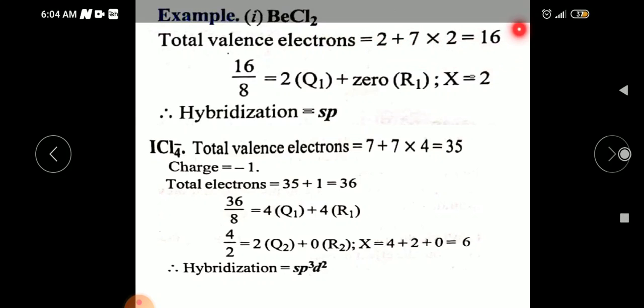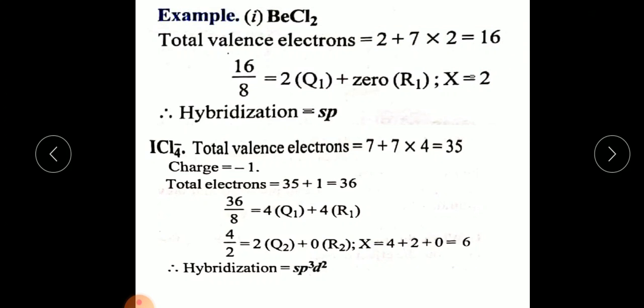Now this value 16 lies between 9 and 56, so according to our previous rule, we need to divide by 8. 16 divided by 8 comes to exactly 2, with quotient 2 and remainder 0. The sum of quotient and remainder, 2 plus 0, is 2. That is the value of X. Since the value of X is 2, the corresponding hybridization is sp. This is how we can predict the type of hybridization in a molecule.